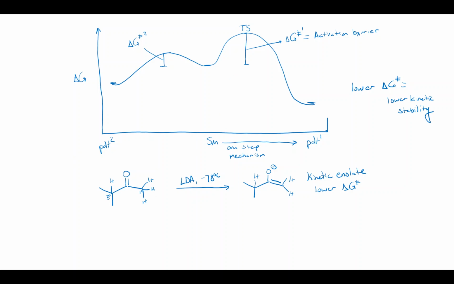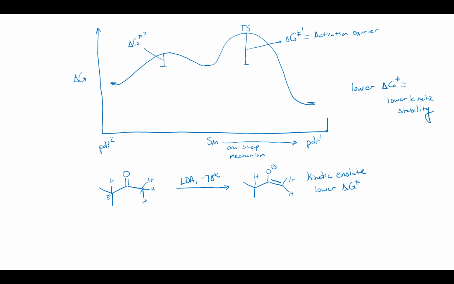Trying to bring two very large groups into the same space is going to create instability. That instability is reflected by the higher activation barrier here. It's much harder to bring LDA into contact with a tertiary carbon than it is to bring it into contact with a primary carbon, right? And so the activation barrier is much smaller, and we get the kinetic enolate.